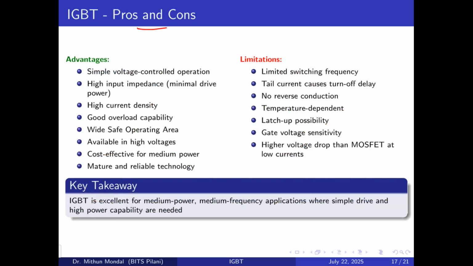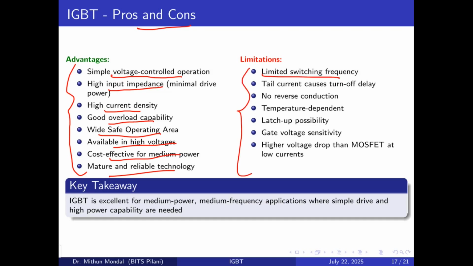Some of the pros and cons we will be discussing for IGBT. So IGBT advantages: it has simple voltage control operation, high input impedance, high current density, good overload capability, wide safe operating area, available for high voltages, cost effective for medium power, mature and reliable technology. The limitations are, it is limited by switching frequency. There is a tail current which is causing the turn-off delay. No reverse conduction is there. Temperature dependent, latch-up possibility is there, gate voltage sensitivity, and high voltage drop than MOSFET at low current. So compared to MOSFET, you will be having the voltage drop which is higher.